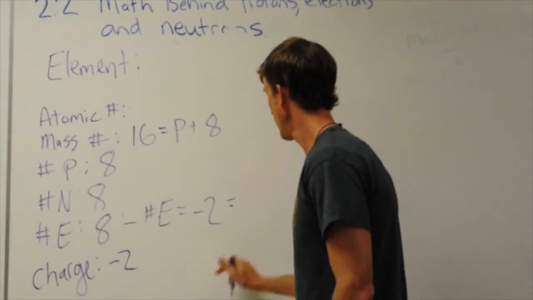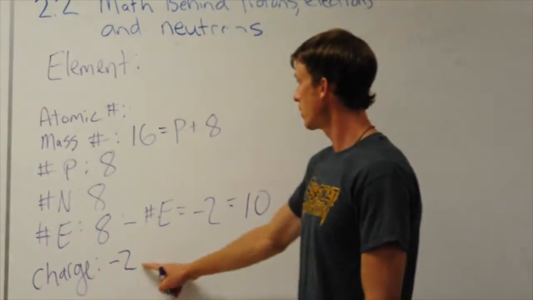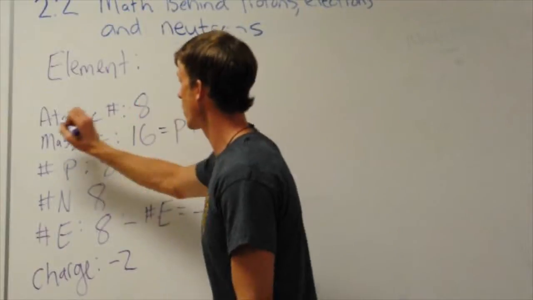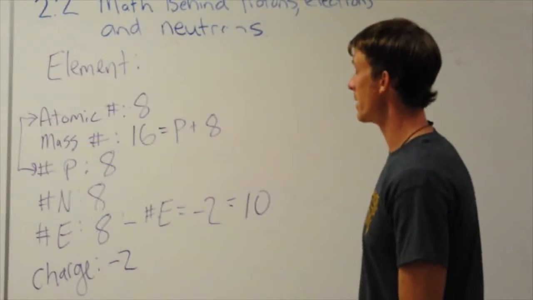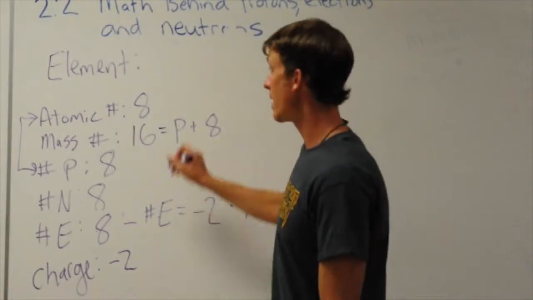All right, so the answer is 10 electrons. So now we have all these numbers. Atomic number again, number of protons. These are like the same thing, by the way. Okay. Now we have to figure out the element. There's only one element with 8 protons, and that's oxygen.